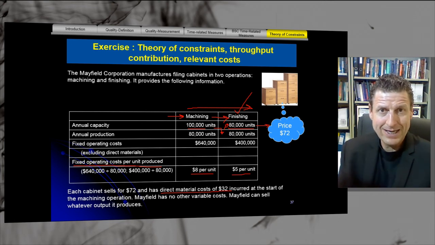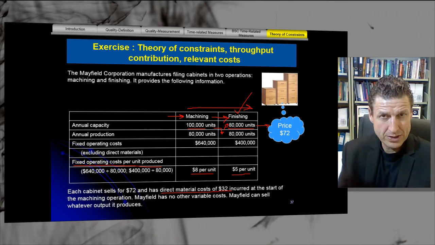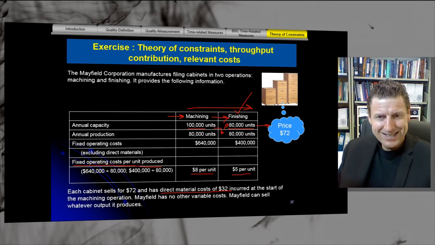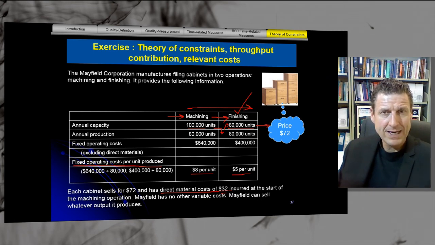What we're looking at here is a bottleneck that exists in 1 week or 1 month, not in a longer period. So in the very shortest period possible, direct material costs are the only relevant costs. In this case, it's $32. So let's have a look at knowing that, how that is relevant to particular decisions that we may have to make.